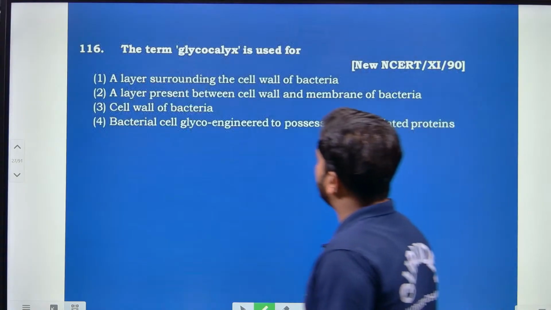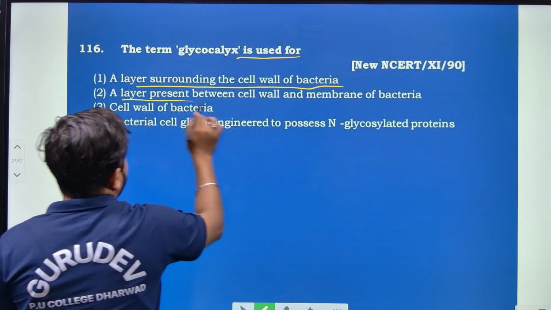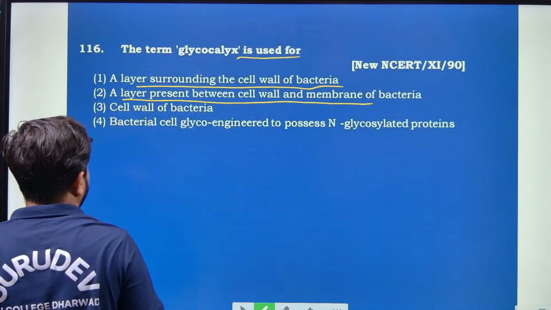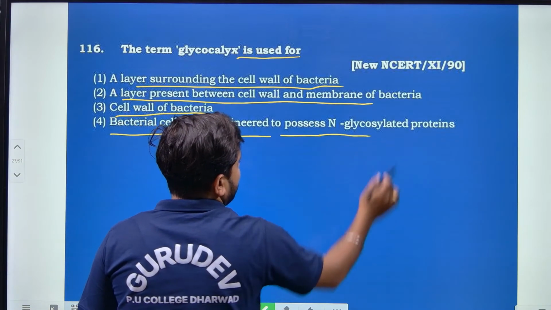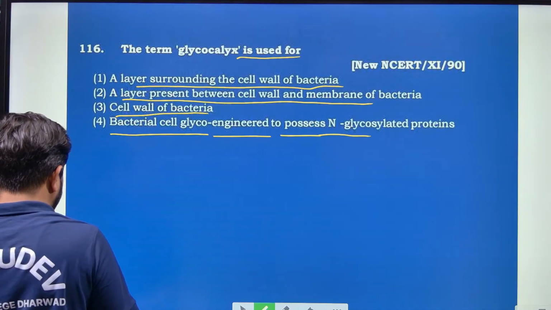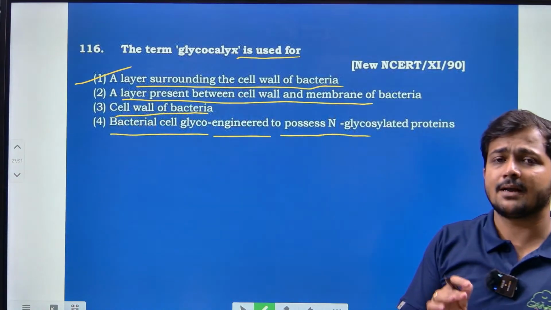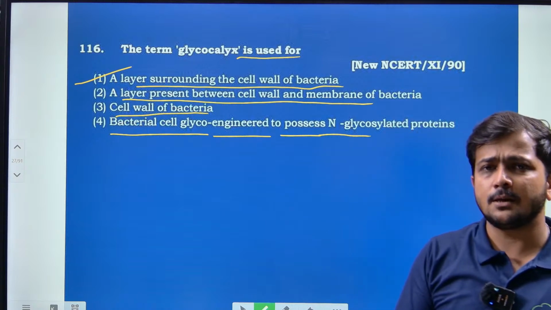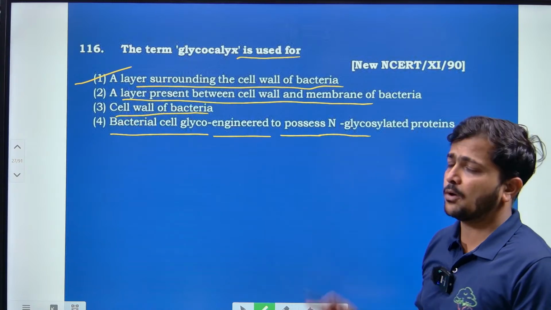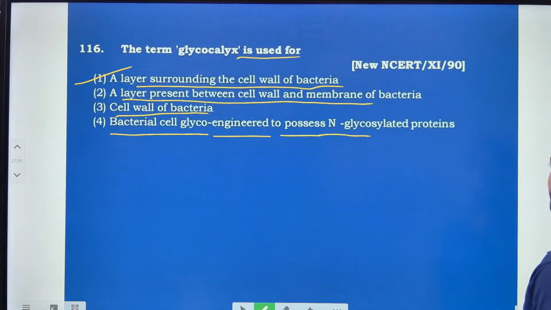Then the term glycocalyx is used. Glycocalyx is used for a layer surrounding the cell wall of bacteria, a layer present between the cell wall and the membrane of the bacteria, bacterial cell engineered to possess glycoside protein. According to that, this is nothing but a layer surrounding the cell wall of the bacteria, because even glycocalyx can resemble glycogen, right? So when it enters the human being, to avoid the immunological response, it will mimic by forming this glycocalyx, so that it can enter the body of a human and avoid the immunity. So here, option 1 is correct, right?